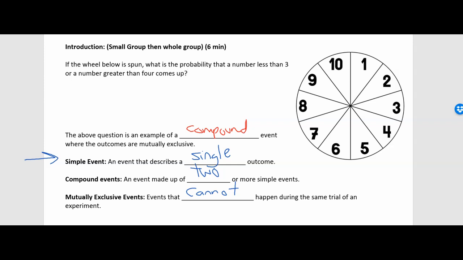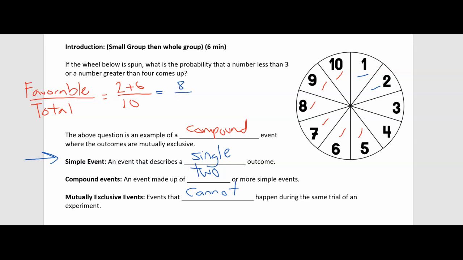Well, if I quickly look at that probability, there are 2 numbers, so favorable over total. Stay organized here. 2 numbers less than 3. And there are 6 numbers greater than 4, right? 5, 6, 7, 8, 9, and 10. 6 numbers. So 2 plus 6, still 10 possible that will work. We can also put the slashes on 1 and 2 because those are also favorable. So we end up getting 8 out of 10.